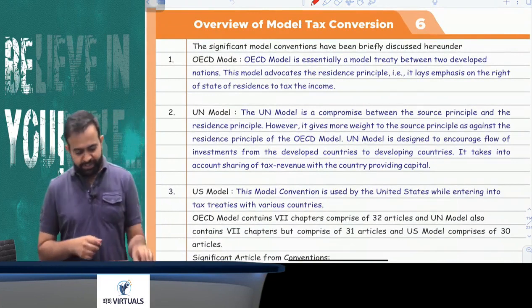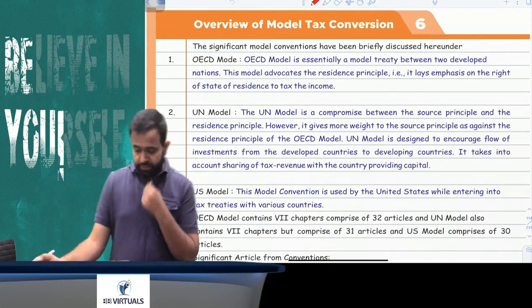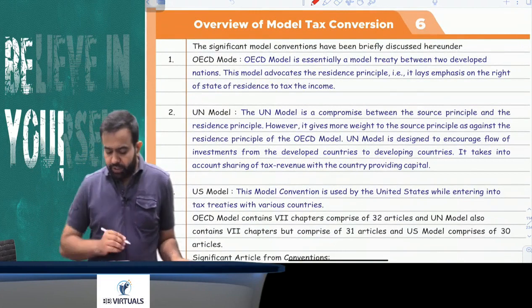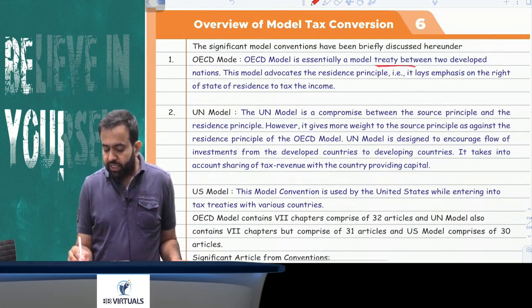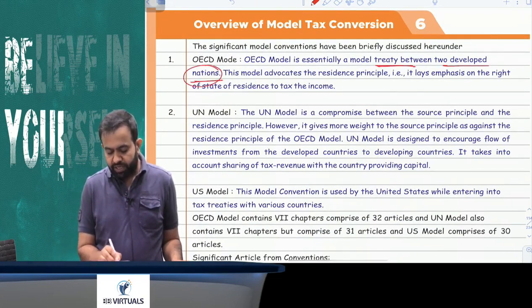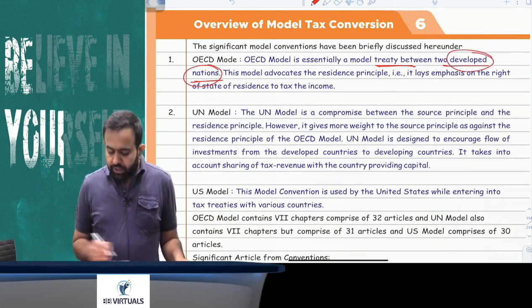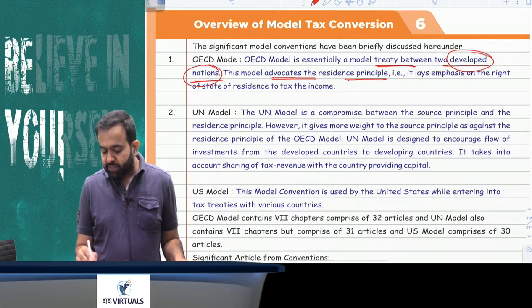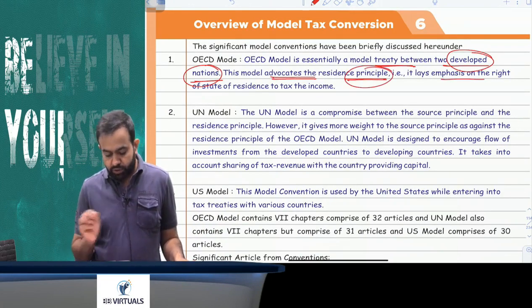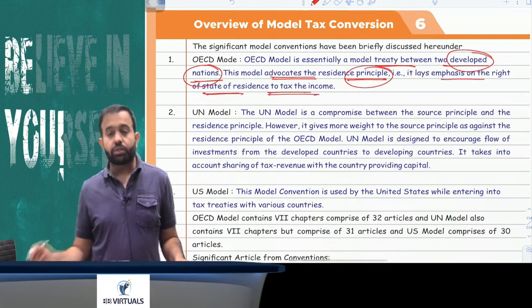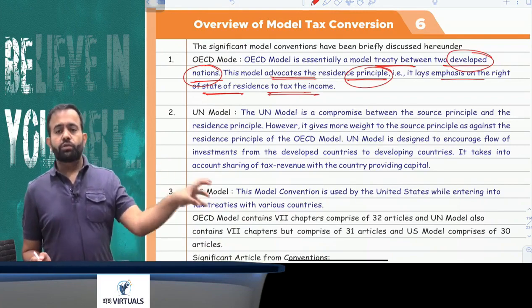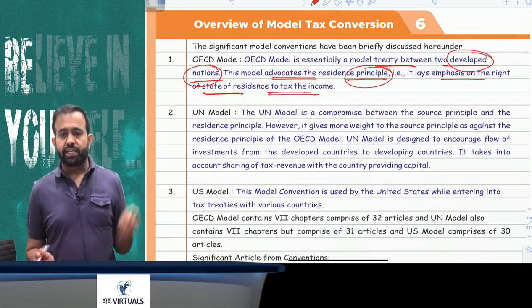So just pay attention. First, that is the OECD model. The OECD model is essentially a model treaty between two developed nations. So developed nations have the treaty, that is, they follow the OECD model. This model advocates the residence principle, that is, it lays emphasis on the right of a state of residence to tax the income. So they give more focus to the resident country, like the resident country will take the tax.